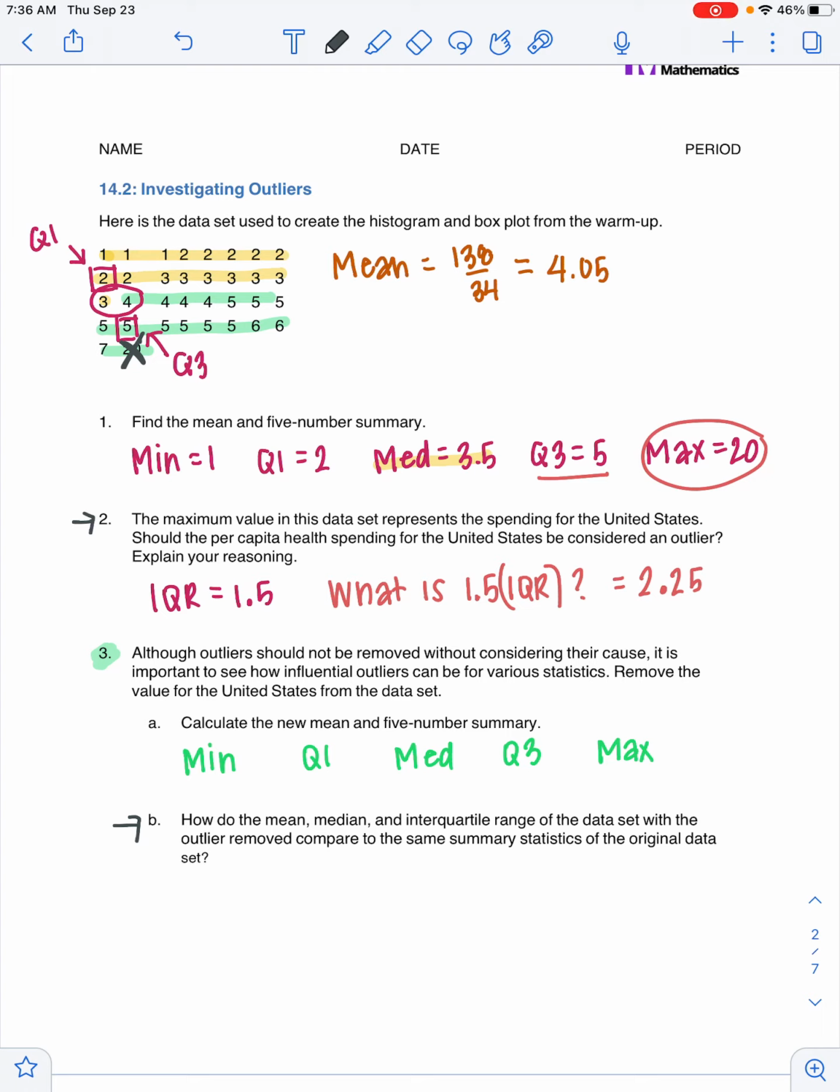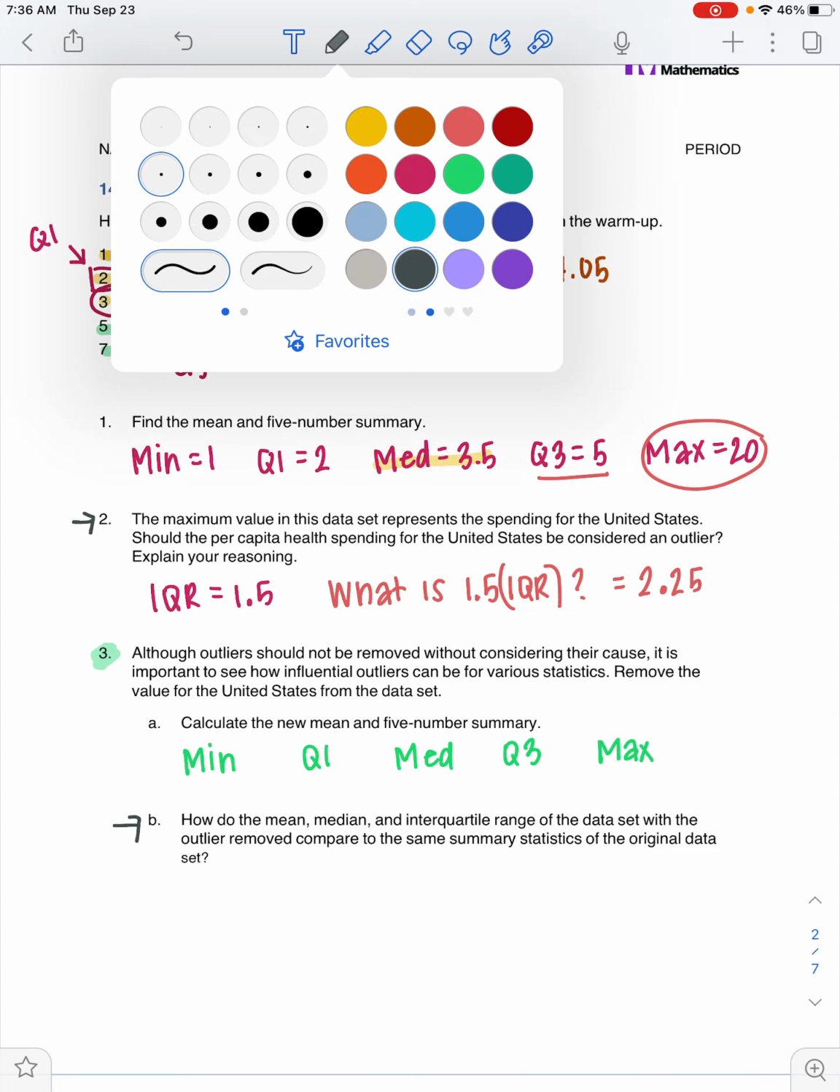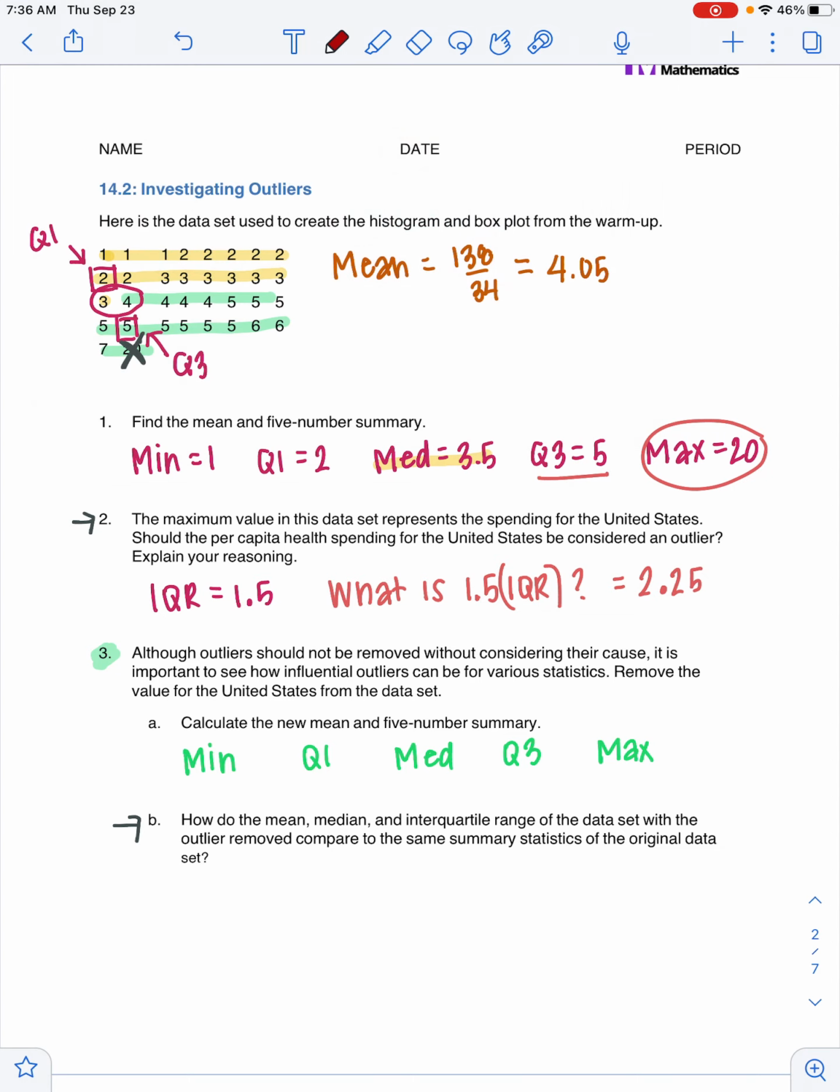So, this is the end of my instruction. I want you to finish activity 14.2. If you were absent from class, you can stop at 14.2.